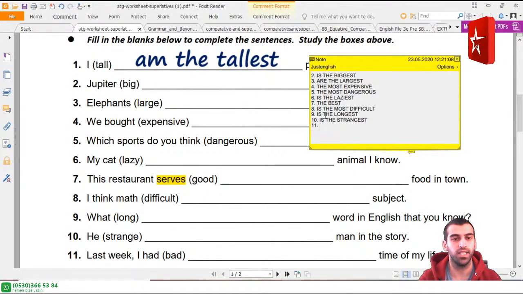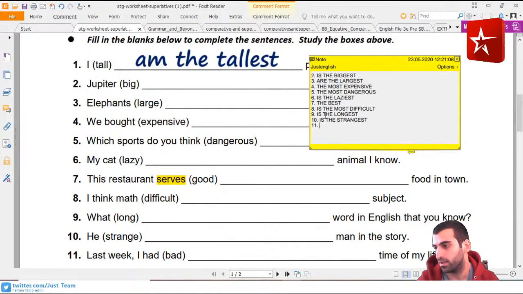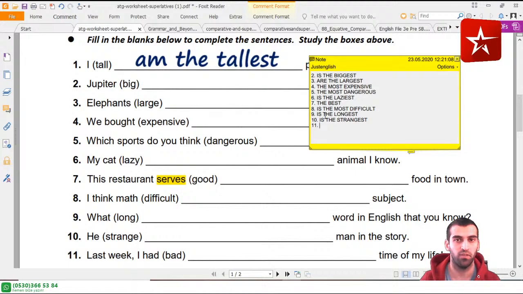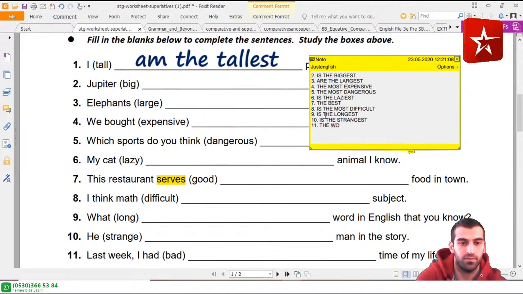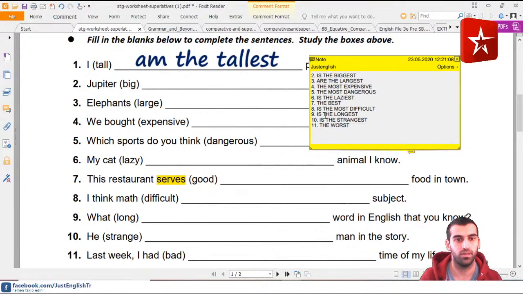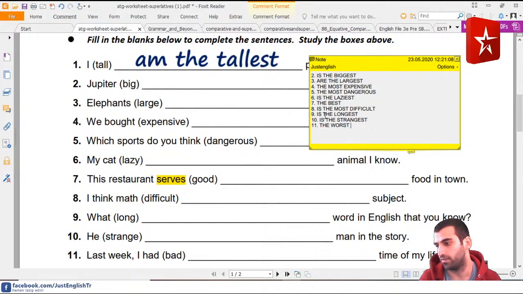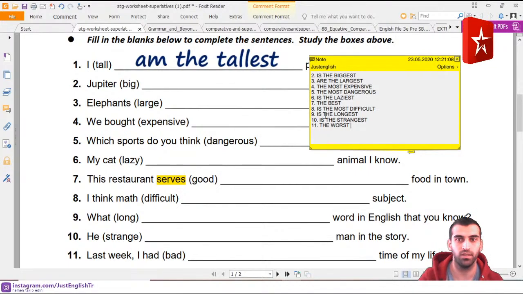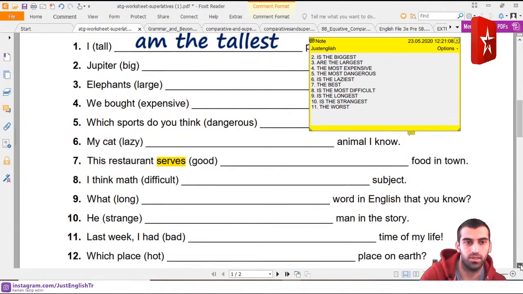And 11, last week I had blah blah blah time of my life. So number 11, the correct answer is what? Last week I had the worst, yes, the worst time of my life. I had the worst time of my life. Yes, number 11 is the worst.